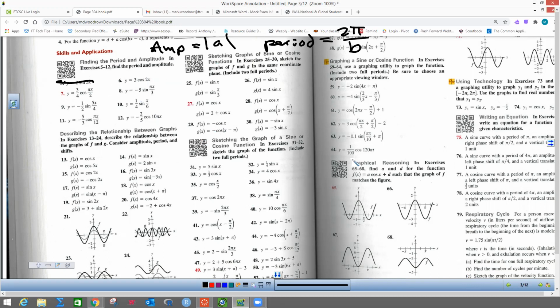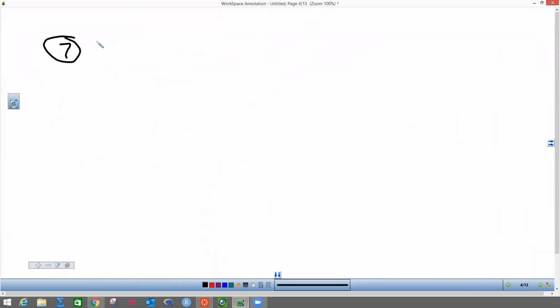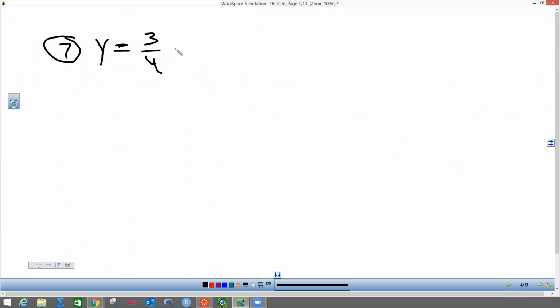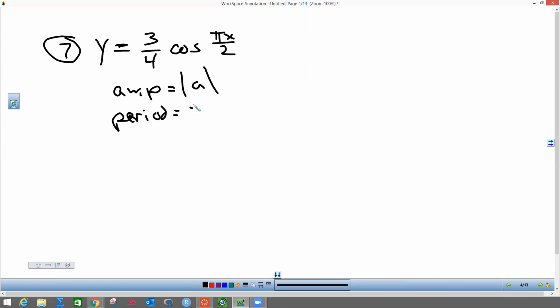So let's see. Number 7 says y equals 3/4 plus pi x over 2. I can't remember if it's sine or cosine because it doesn't matter for amplitude and period, but let's look. Cosine pi x over 2. All right, so we're supposed to find the amplitude, which is the absolute value of A, and we're supposed to find the period. These are the only two things we need, which is 2 pi divided by B.